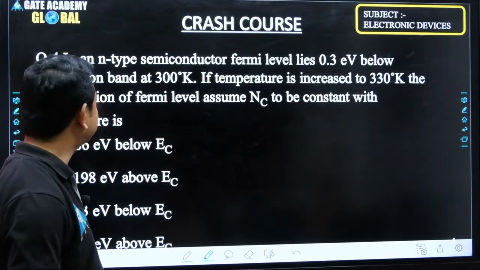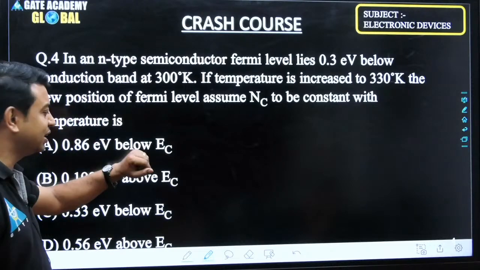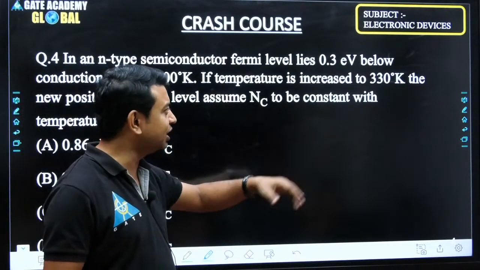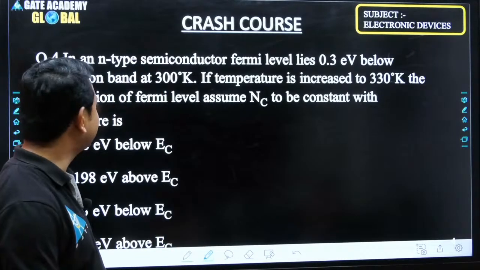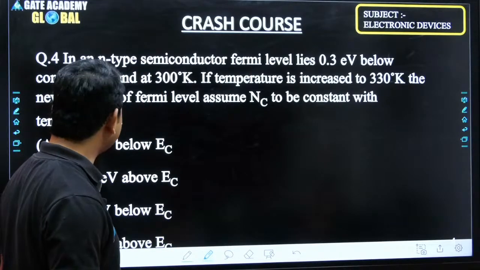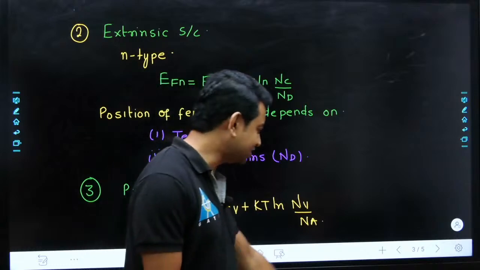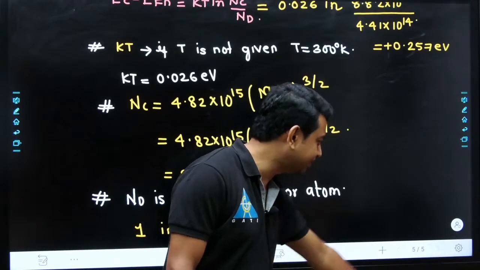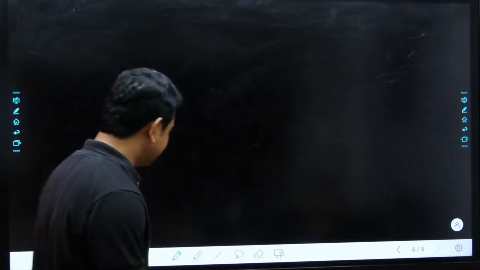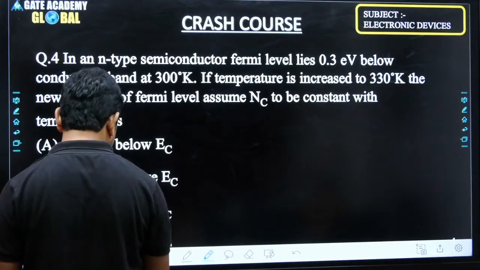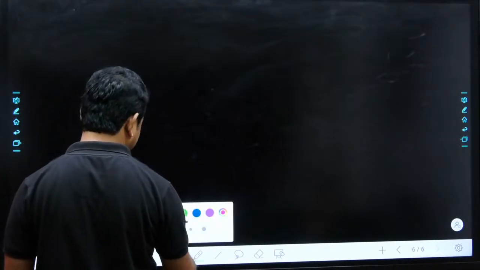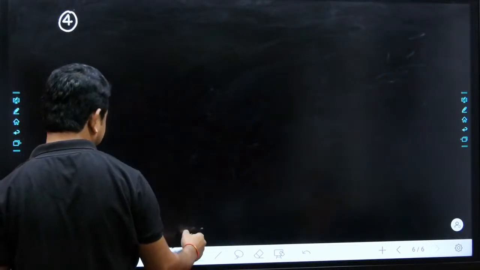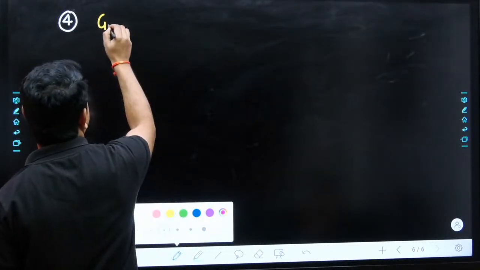Now, what will be the question? The question is, in an n-type semiconductor, again an n-type semiconductor, the Fermi level lies 0.3 electron volt below the conduction band at 300 Kelvin. So, the temperature is 300 Kelvin, and the location of the Fermi energy level is given. So, I just take this question. The question is question number 4, and in this question number 4, we just take the given data.